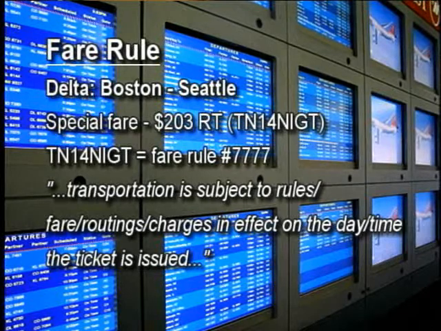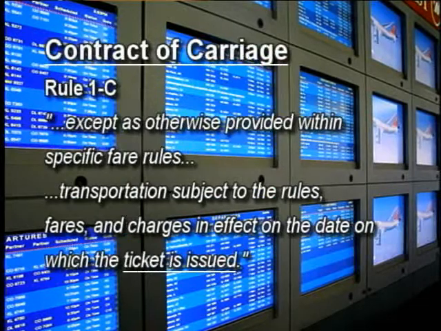We'll look at another one, and that's United Airlines. Let's look at their general rule. United's general rule, contract of carriage, Rule 1C reads, except as otherwise provided within specific fare rules, meaning unless the fare rule reads differently, transportation subject to the rules, fares, and charges in effect on the date on which the ticket is issued. So United's general rule reads that you go by the day the ticket is issued. Whatever the rule is in effect, whatever the fare is in effect, that's what it's going to be.